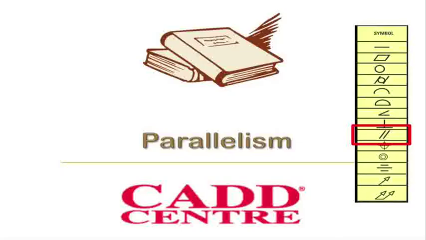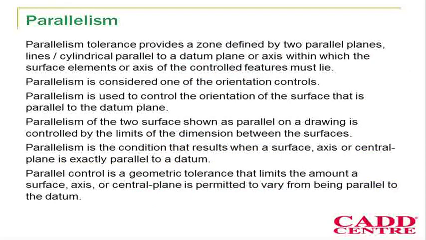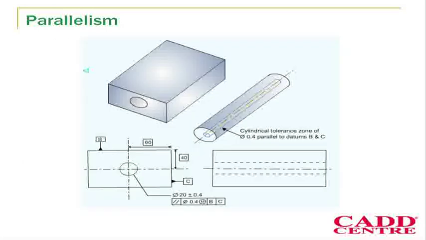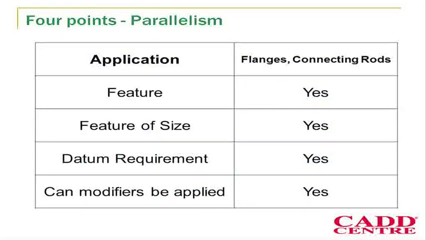The third one in the orientation control is parallelism. Parallelism provides a zone defined by two parallel planes or lines or a cylinder parallel to a datum plane or axis within which the surface elements or the axis must lie. You can see that the parallelism condition can be represented for an axis. The axis should be parallel to a plane, and you should represent the parallelism condition with a datum prefixing it. The parallelism condition can be applied for flanges and connecting rods. It can be applied for both feature and feature of size.